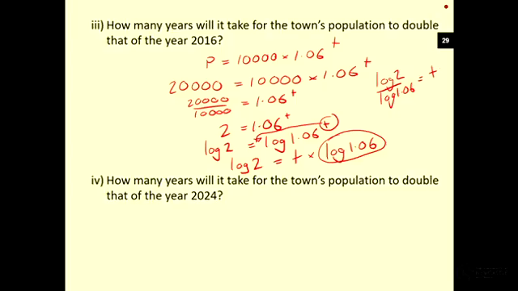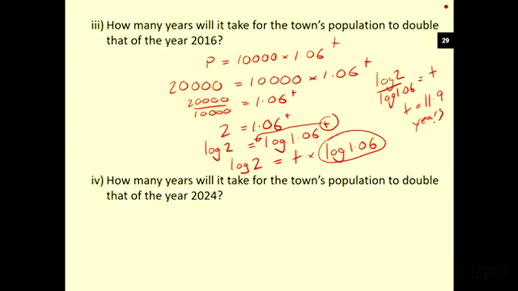I've got log 2 divided by log 1.06 equals 11.9. I've rounded it a bit. It was 11.89 and so on, so I round it up to 11.9. And I look at what I was dealing in for time. Time was years.